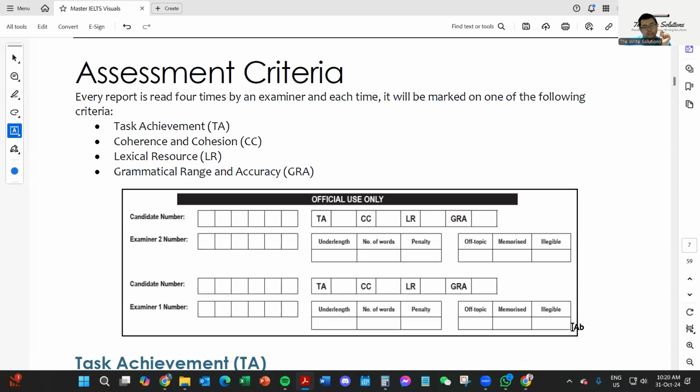So the assessment criteria. Every report is read 4 times by an examiner, and each time it will be marked by one of the following.